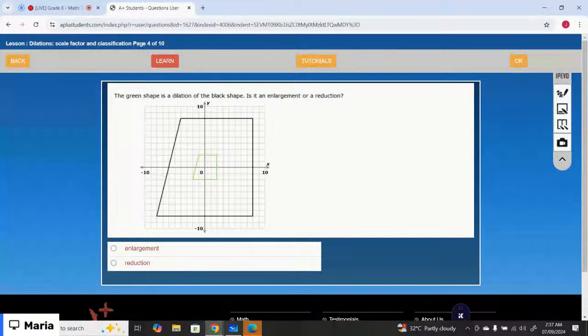The green shape is the dilation of the black shape. Is it enlargement or reduction? That is the reduction because the original one is black, right? So that is the reduction.